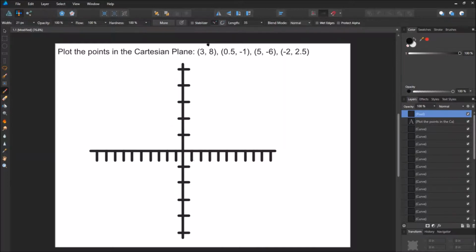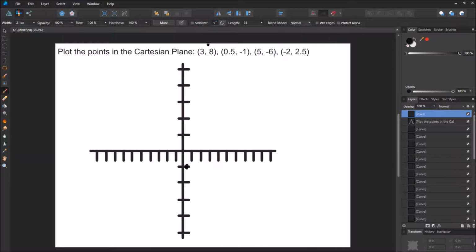Because these x values, these pegs here, are scaled by 1, we are going to be going in between 0 and 1 to get 0.5. And then because it's negative 1, we will be going to the first peg below the origin because it's a negative y value. So I will draw this point right there. So that's our second point.